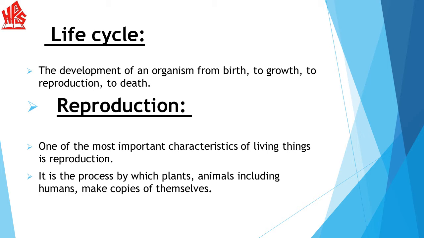Reproduction. One of the most important characteristics of living things is reproduction. It is the process by which plants and animals, including humans, make copies of themselves. The lives of all organisms come to an end at some stage or the other. If organisms could not reproduce their own kind, then the species would die out.